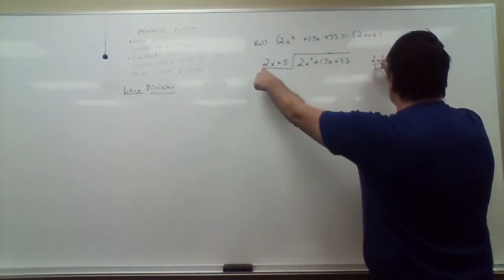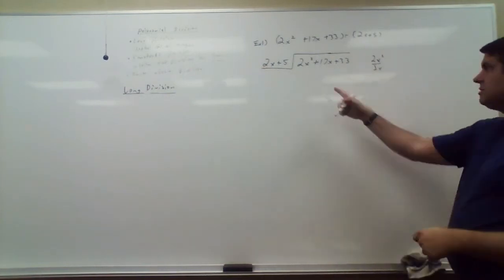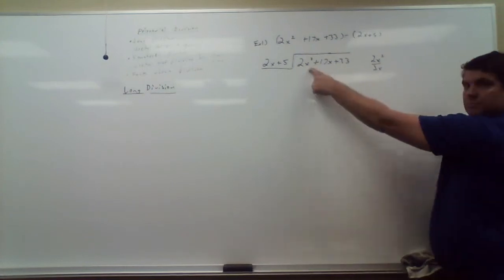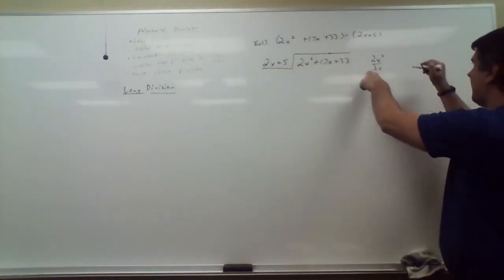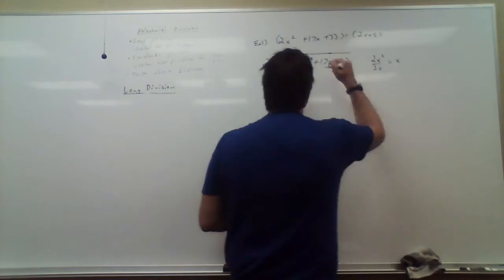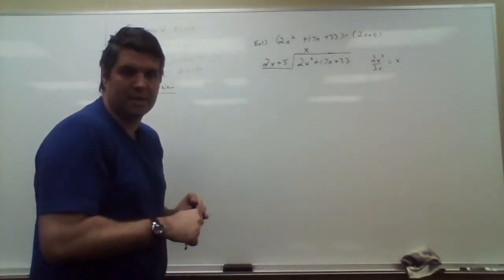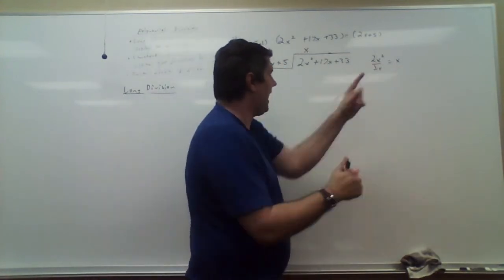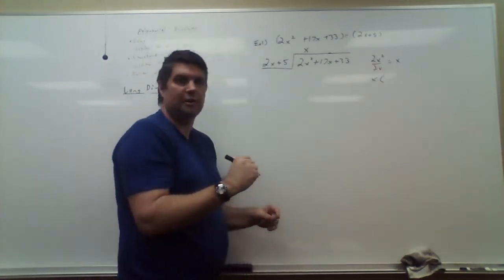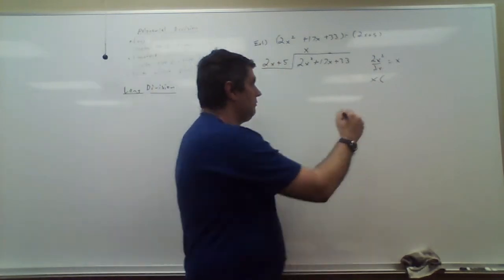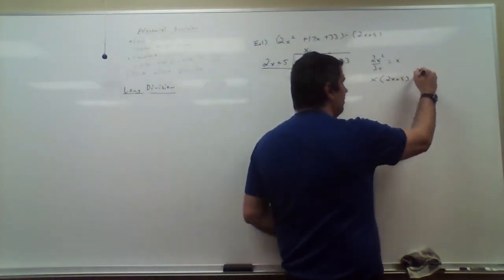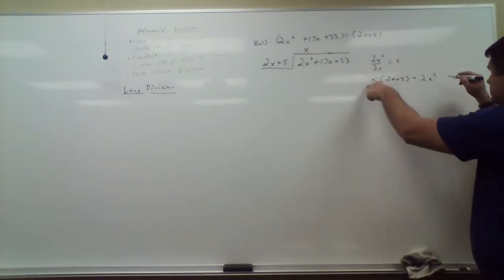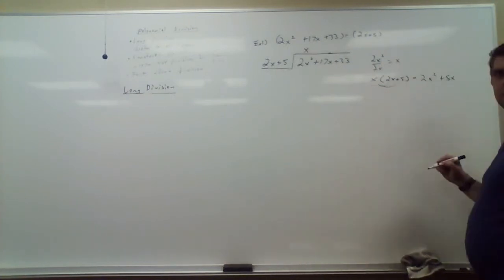Okay? So we would divide the first term by the first term. Divide first term by first term. So 2x squared divided by 2x is just x. Then, I put it on top. Then you are going to take the x, the division result, and multiply it by the divisor, 2x plus 5. And I get 2x squared plus 5x.